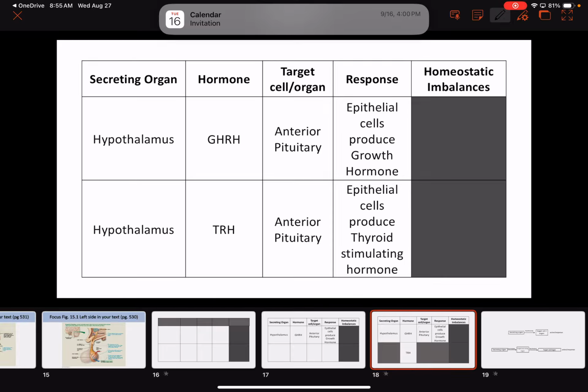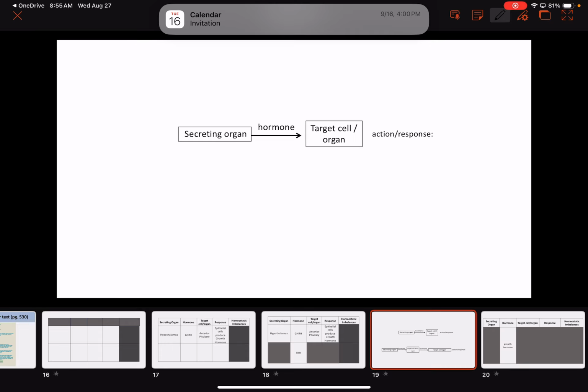Okay. So we're also going to be doing flow charts as well. And you're going to tell me the same information, but in flow chart form. So the first box will be the secreting organ. So you'll put the secreting organ in the first box. You're going to draw an arrow. You're going to write the hormone or the abbreviation for the hormone above the arrow. You'll have a second box. That's the target cell or organ. And then to the side of that box, you're going to tell us what the action or response is.